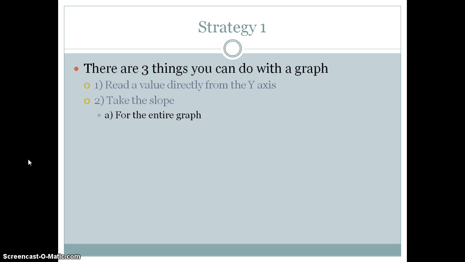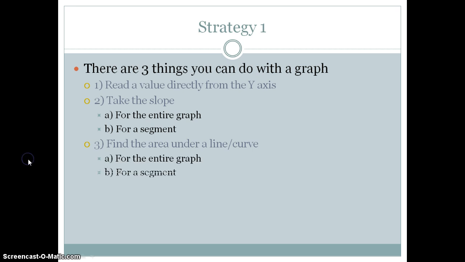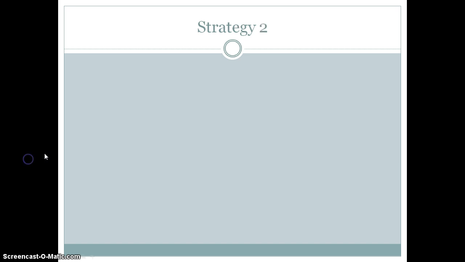That's your overall slope. Or, more importantly, you could take the slope for one segment or many segments along the line. This is especially true when you have curving graphs. And the third thing you could do is find the area under a line or under the curve that you're given. Again, for the entire graph or for the segment. And the slope and the areas, as we saw in the previous homework, allow you to go between different ideas like displacement, velocity, and acceleration.